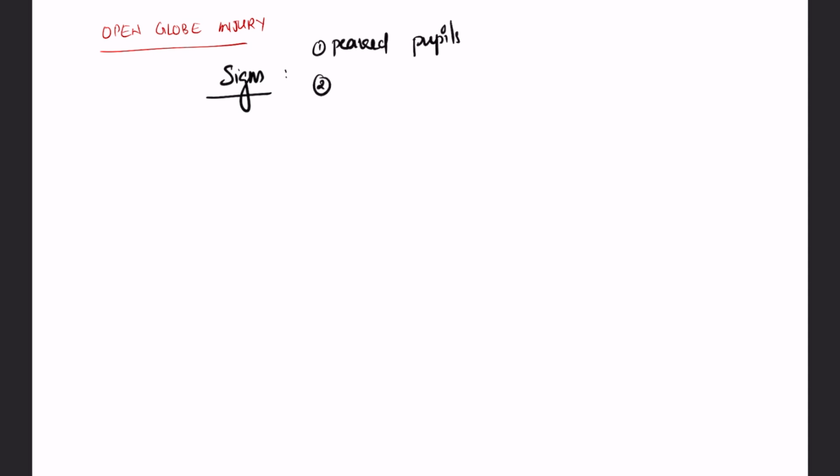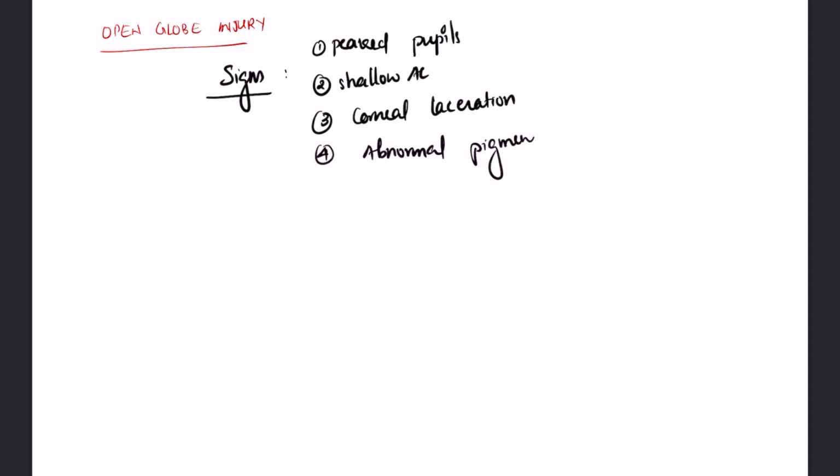Now the most feared complication, the open globe injury. Signs of open globe injury are peaked pupils, shallow anterior chamber, full thickness corneal lacerations, abnormal pigmentation.